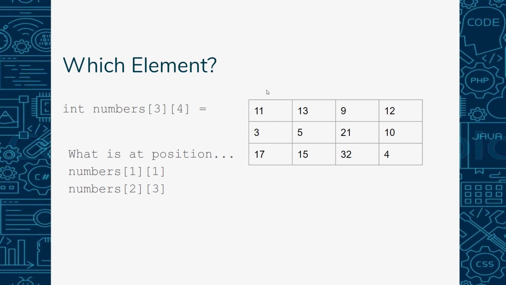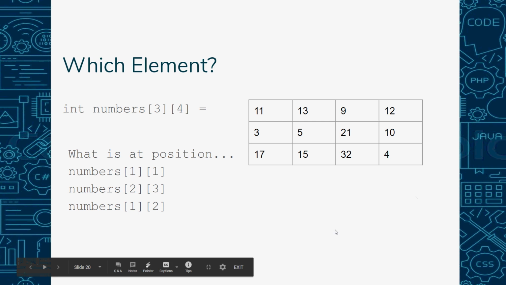What is at position 2, 3? Remember it's rows first, so 0, 1, 2, and column 0, 1, 2, 3. That's going to give us our 4 over here. What is at position 1, 2? Row 1, column 2, that's going to be the 21.